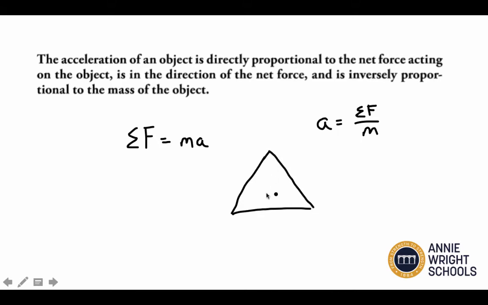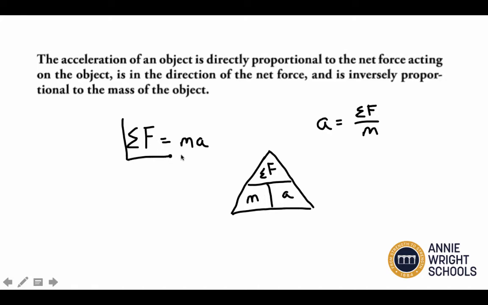If you get a formula like sum of the forces equals MA, the way you would do that is you'd put an M down here at the base and an A down here, and then you put the sum of the forces here. What that allows you to do is cover up one of these things with your hand, and you would solve for that. If you want to solve for acceleration, cover this up, and you get net force over mass. To solve for mass, cover this up, you get net force over acceleration. To solve for the net force, cover this up, and you get mass times acceleration.